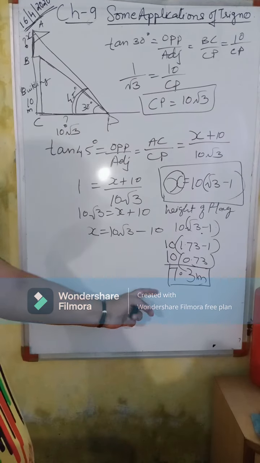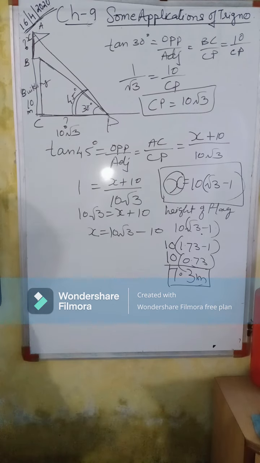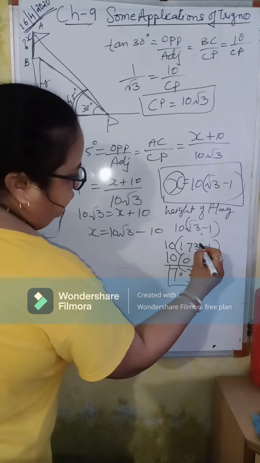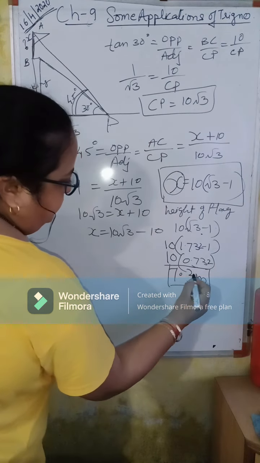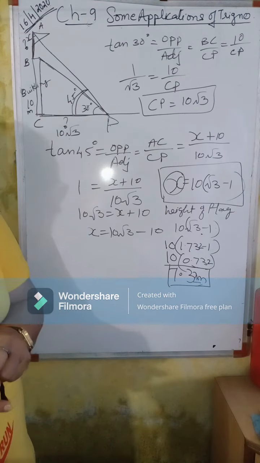I have taken only one decimal point. It is 7.32, I think, as given in the question. Yes. So here it will come 7.32. Understood?